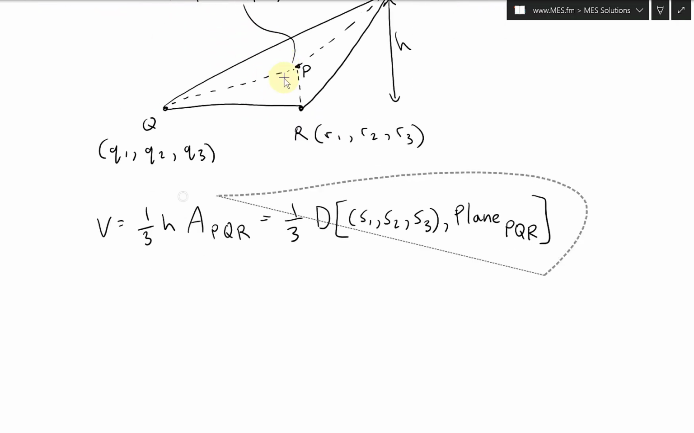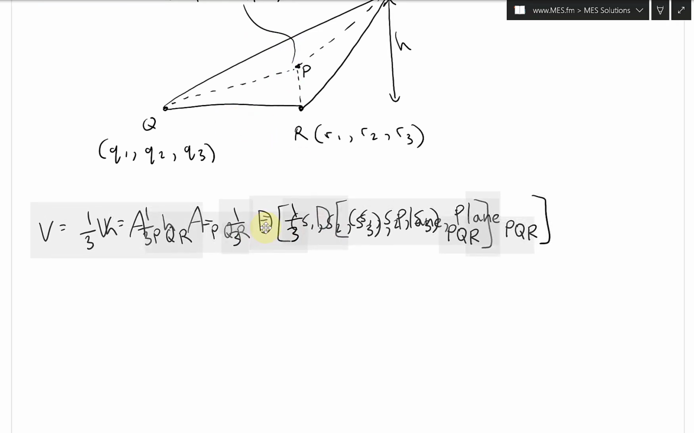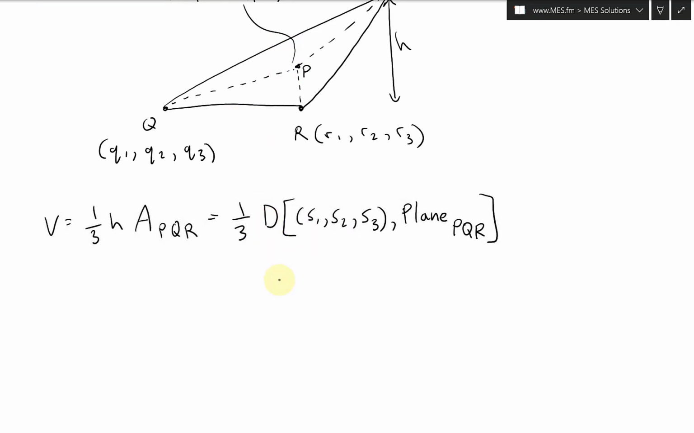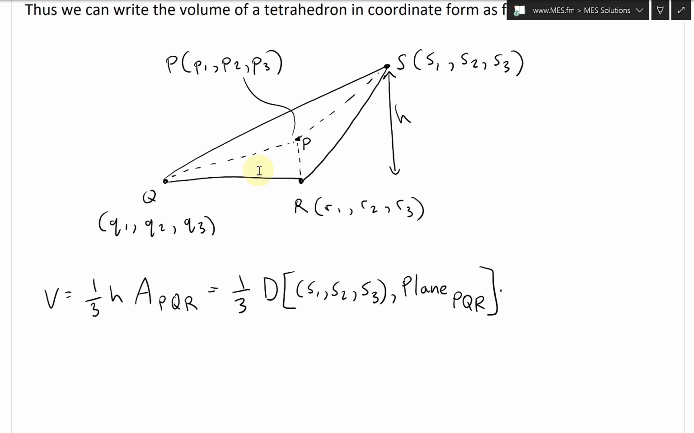And so we have this. I'm going to shift this over like this. And then this one here is going to be multiplied by the area of this. And we already solved that earlier, it is 1/2 the length of the cross product, PQ cross PR.